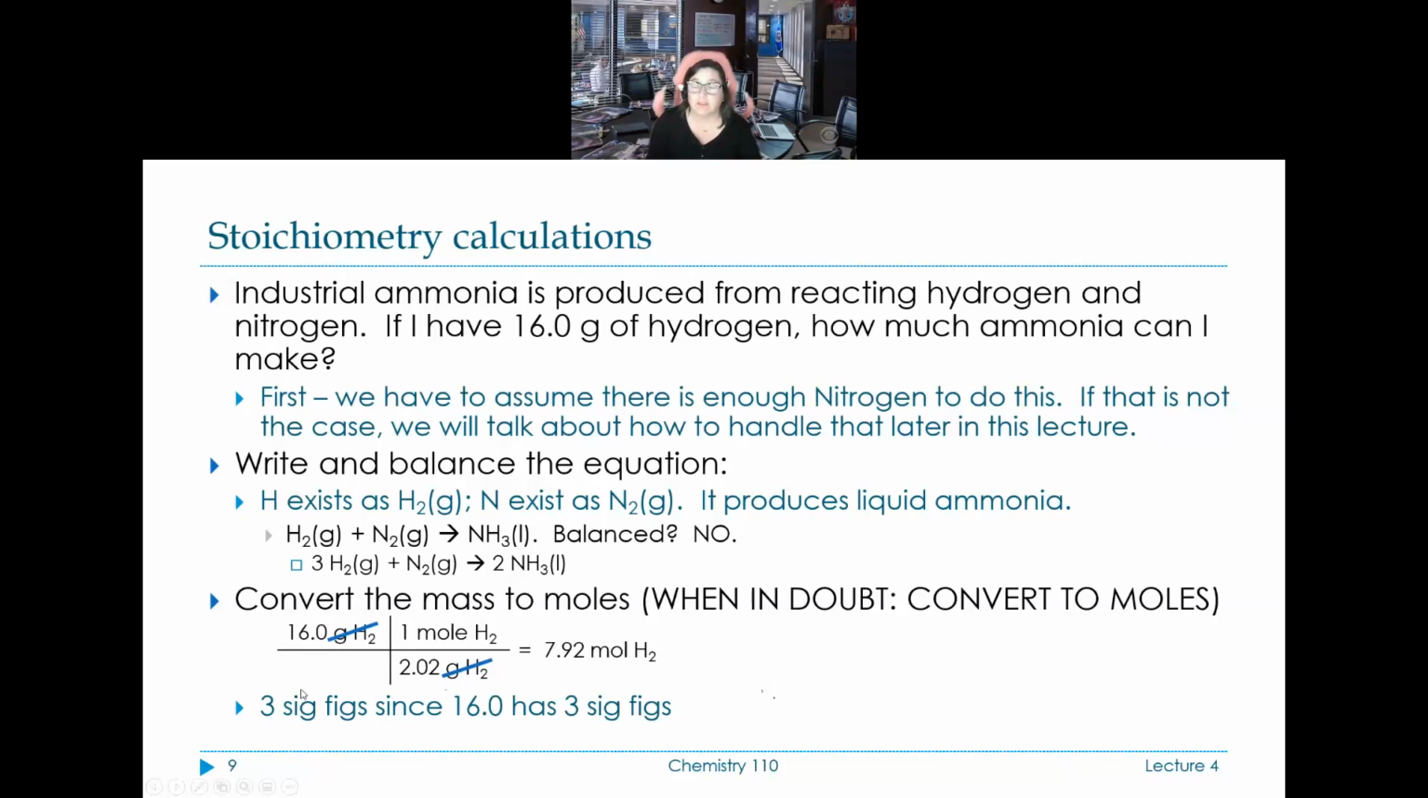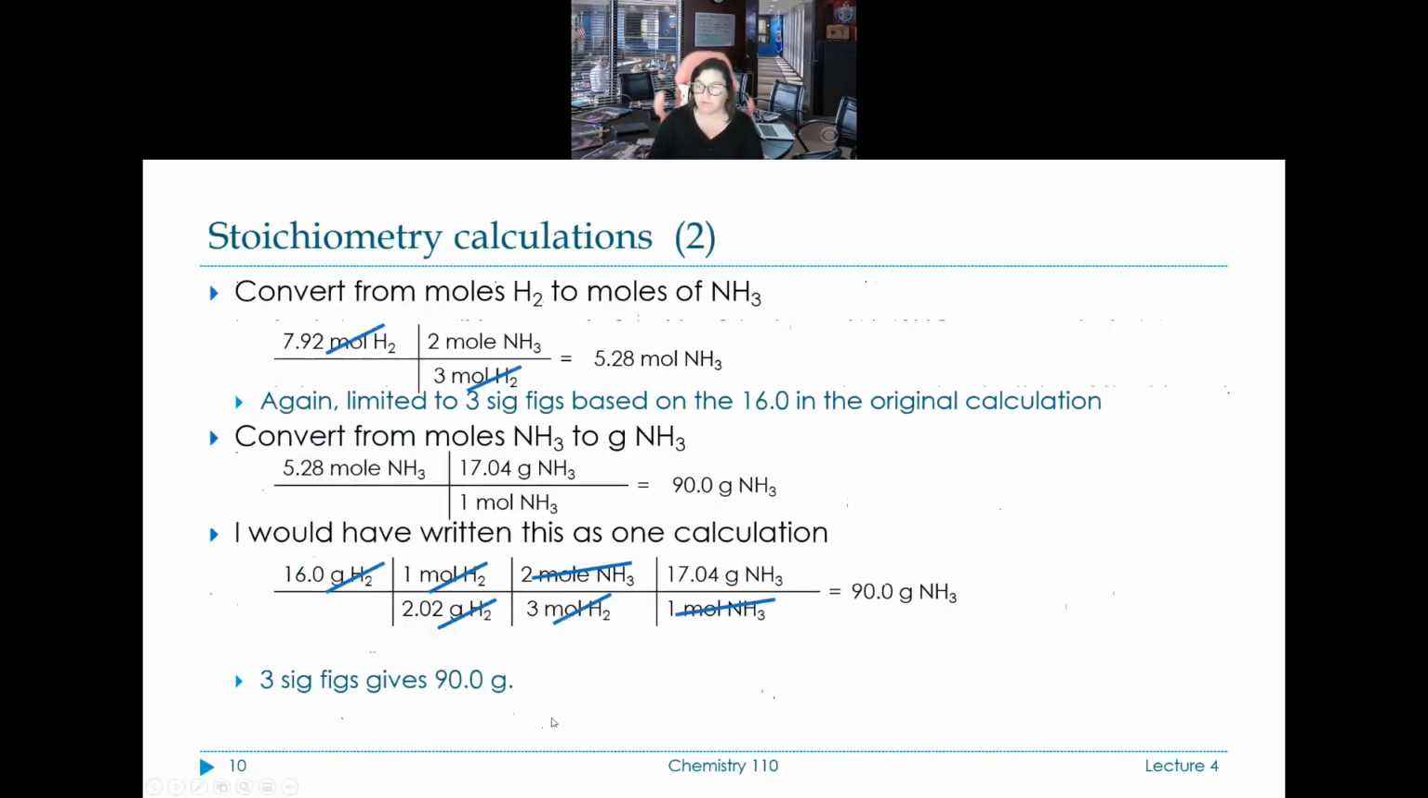Sorry, I apologize. So 16.0 grams of H2 is divided by 2.02 grams of H2 per mole of H2. That gives me 7.92 moles of H2. Now it's 3 sig figs because 16.0 has 3 sig figs. Okay? Awesome. Now we have converted mass to moles.